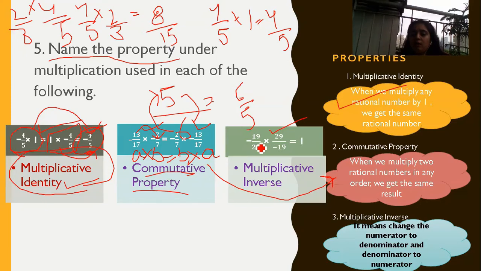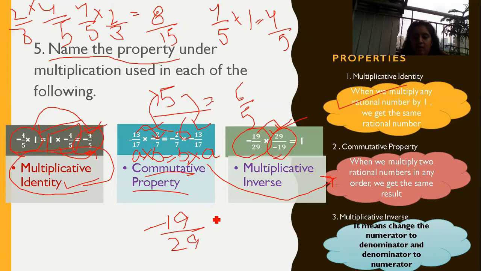So our third part is minus 19 upon 29 multiplied by 29 upon minus 19. Look at this part, what they have done: they have just multiplied by the reciprocal of this number. Suppose you see this number, that is minus 19 upon 29. If you take the multiplicative inverse of this number, what answer will you get? You will get 29 upon minus 19.